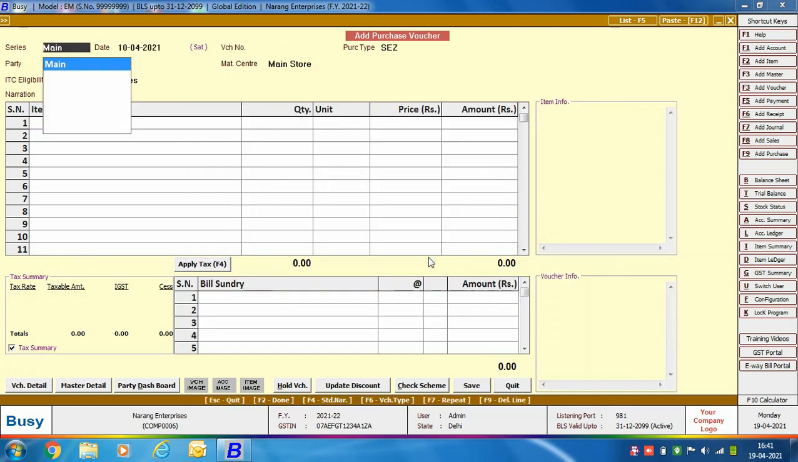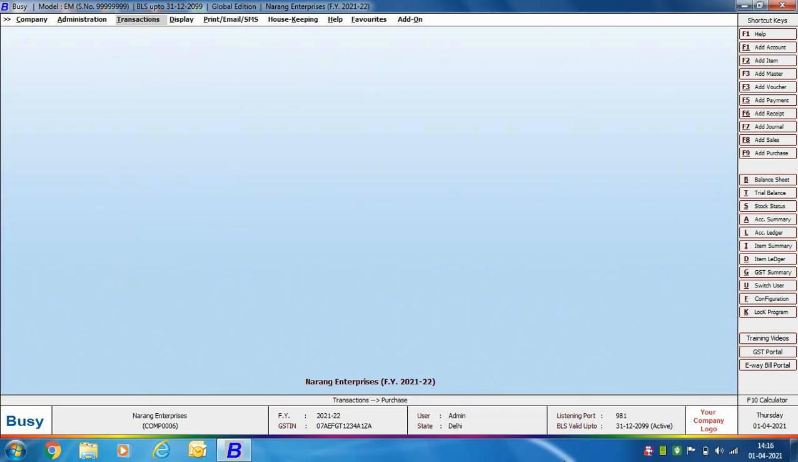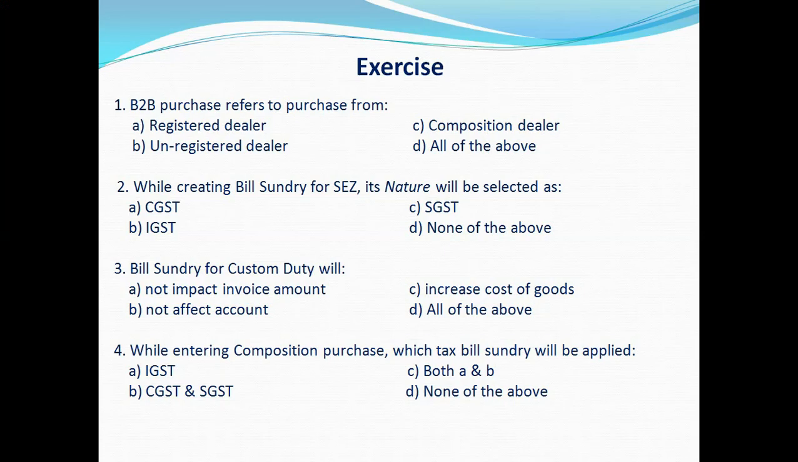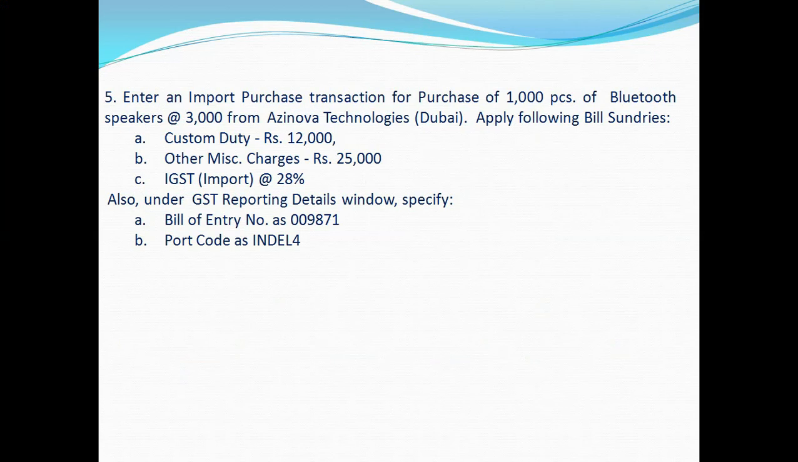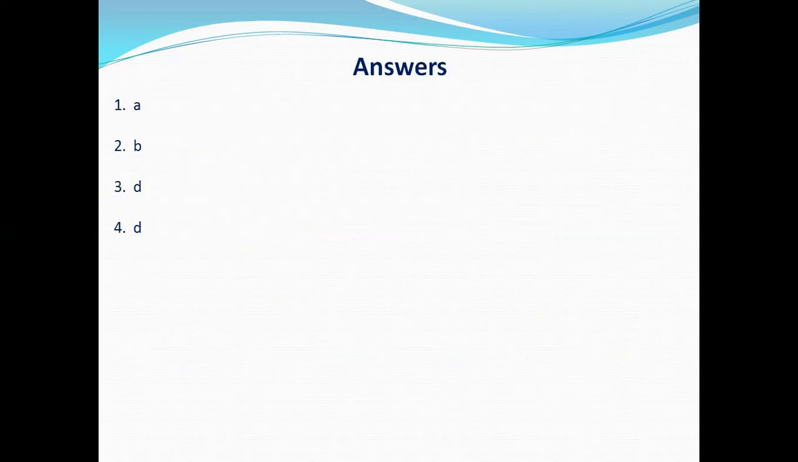So in this chapter, we have discussed these particular types of purchase transactions, that is B2B, composition purchase, import of goods, and purchases made from SEZ unit. At the end of the chapter, we have provided certain exercises. You can view the exercise on screen and attempt it. Hope after going through this chapter, you would be able to easily enter purchase transactions in Busy.